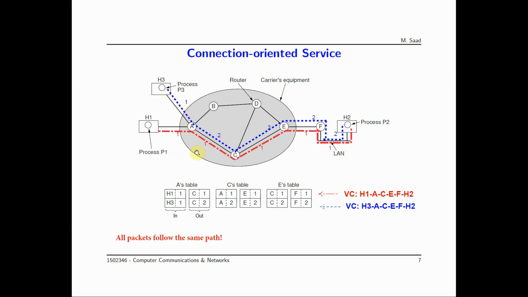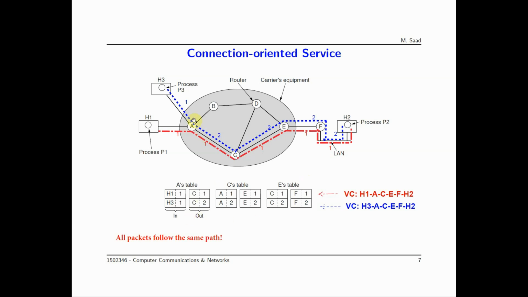This link has a virtual circuit already, so we have to use another number different from 1. It could be 2, 3, or 4, but in this example, we just assume that we use virtual circuit identifier 2 and in the other links as well. So let's go to the table entries here.